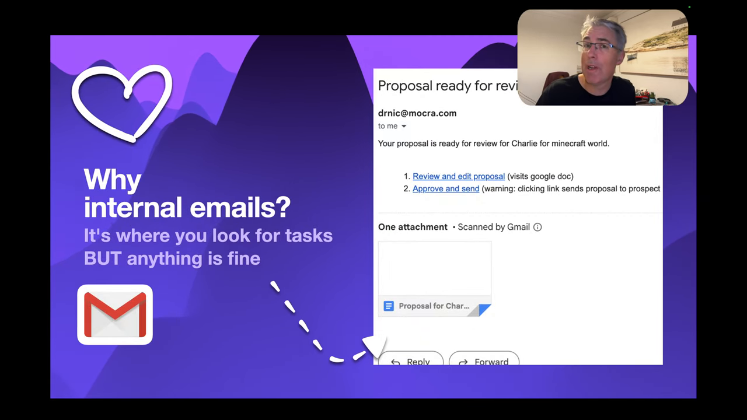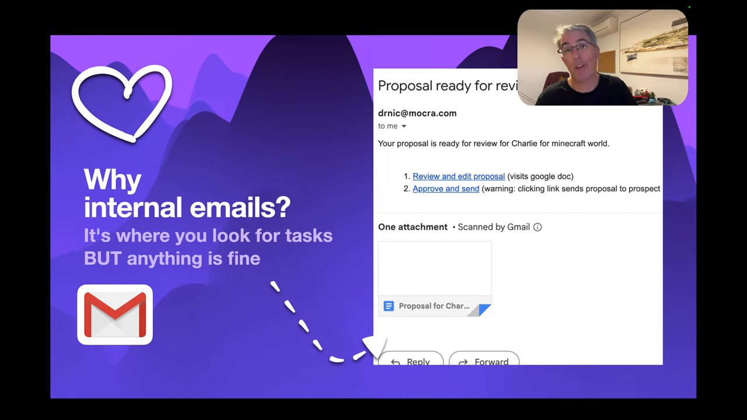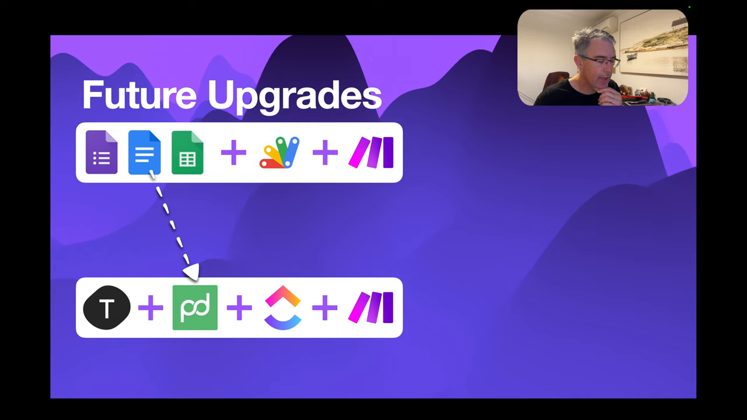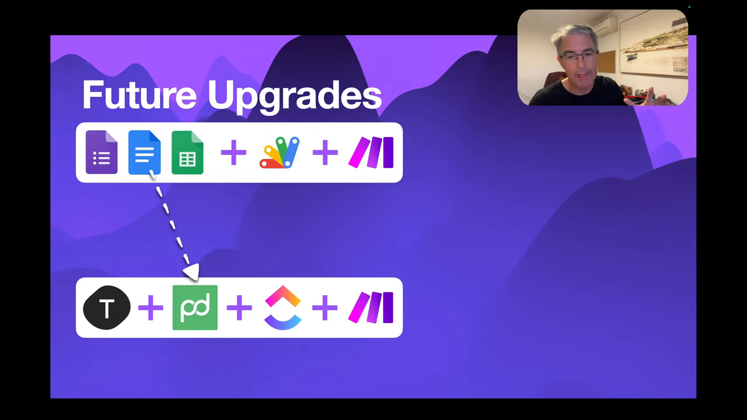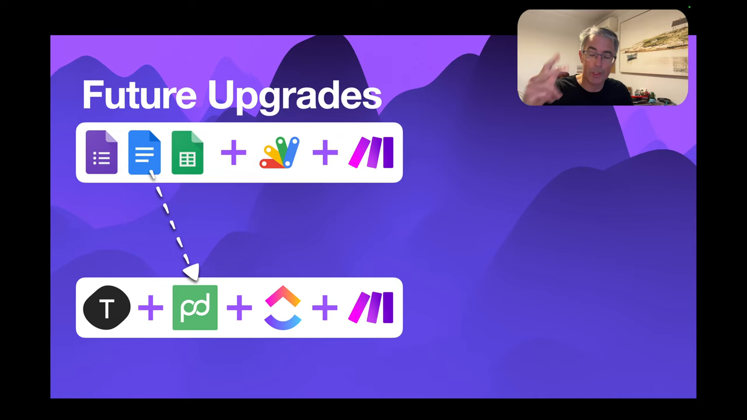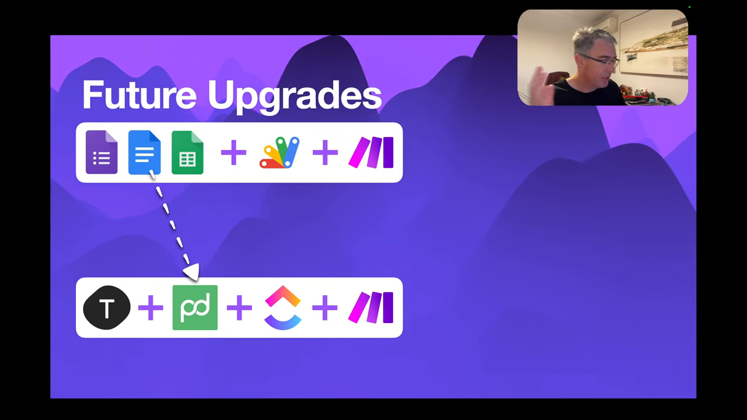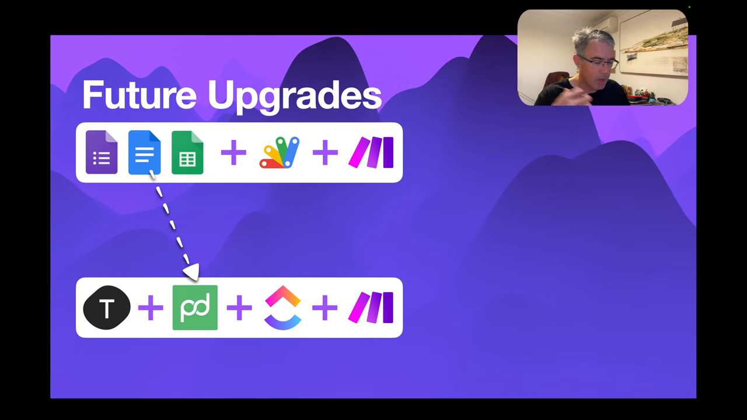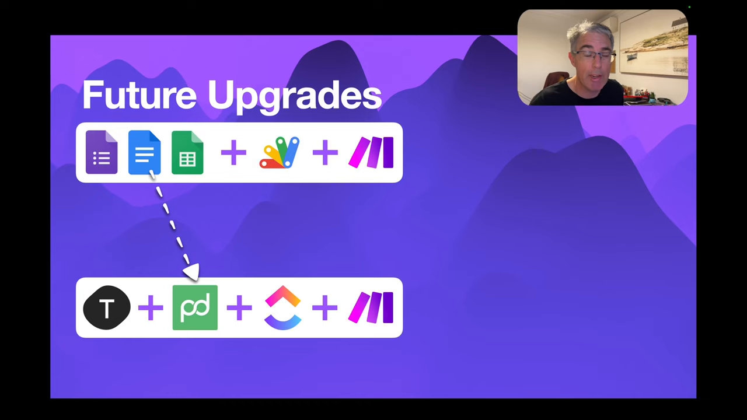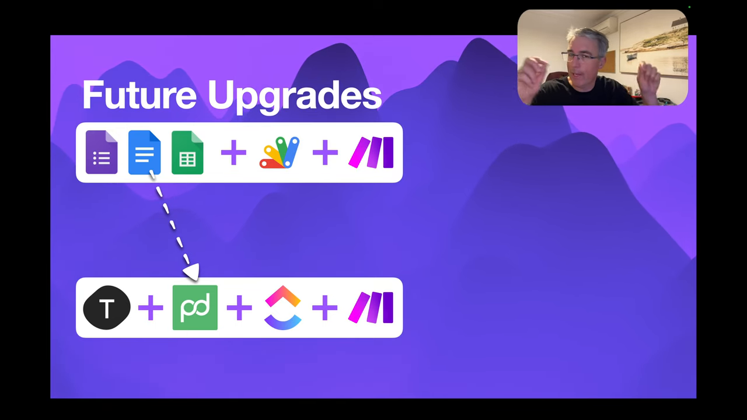I'm going to use internal emails to send out approvals. Of course, you could use Slack, you could use any other notification system, but email is pretty good. And what I love about what we're going to be building is that whilst we're starting with the tools we've already got, Google Forms, Google Docs, Google Sheets, you can replace each and every one of them independently later on. So you could switch to Typeform, PandaDoc, ClickUp, or any other CRM, any other document generation system, or any other form system. And you'll be able to pull those apart later on whenever you're ready.